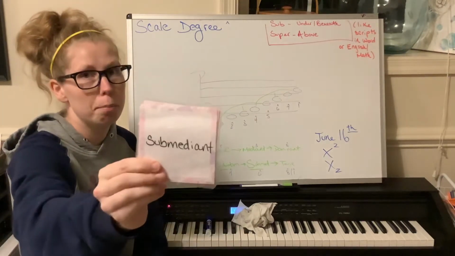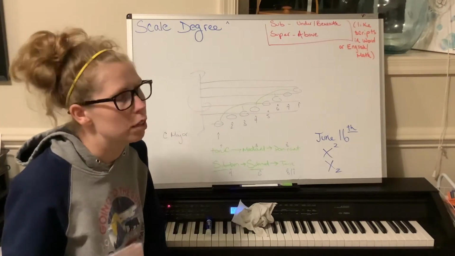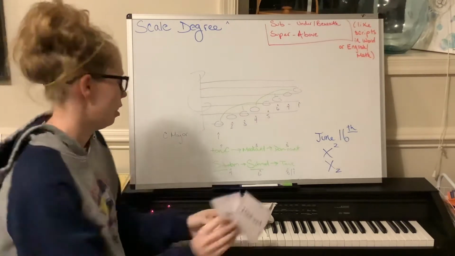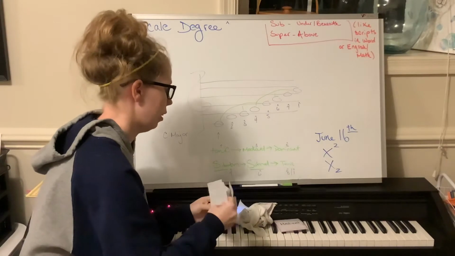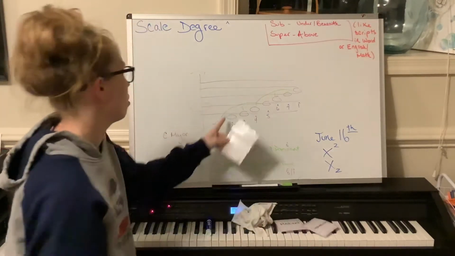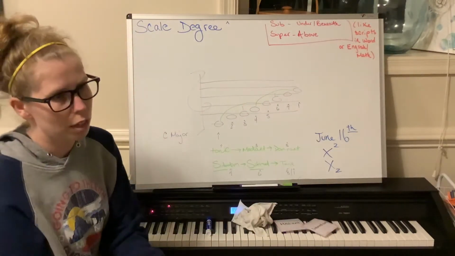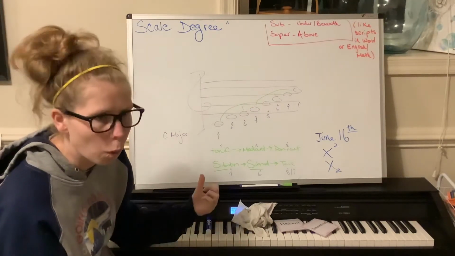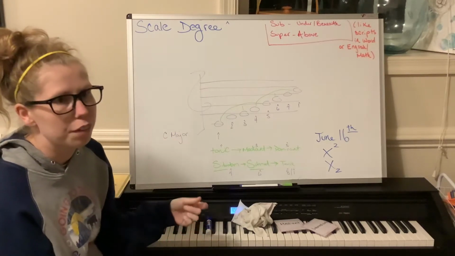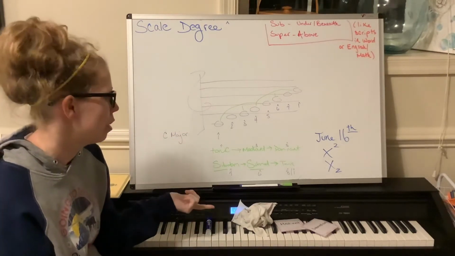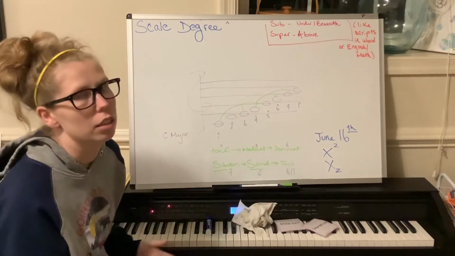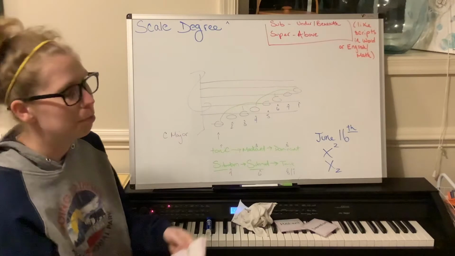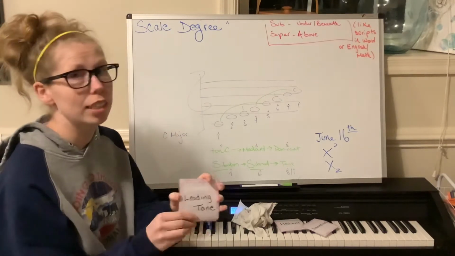Now the submediant, well, that doesn't make any sense because we just said the mediant was the third scale degree. So I'm going to set these two aside because we're going to talk about that later. And that's what this green outline is. Because that doesn't make any sense. If the subdominant is 4 and the dominant is 5 and the sub comes before 5, how come the submediant doesn't come before the mediant? We'll see.